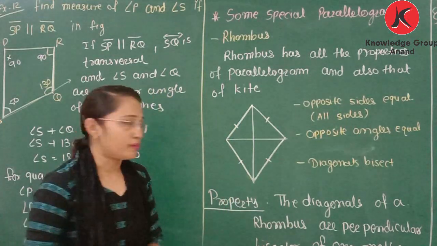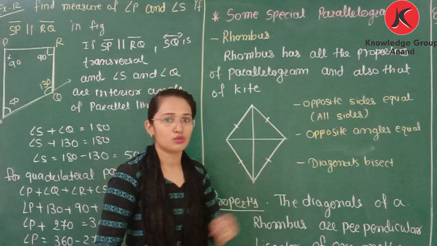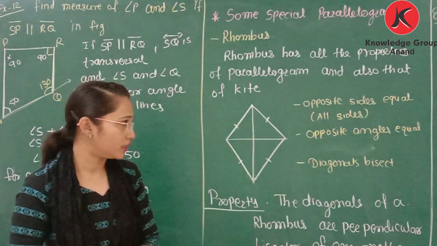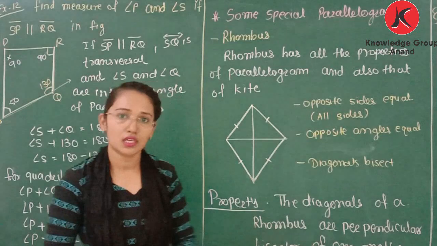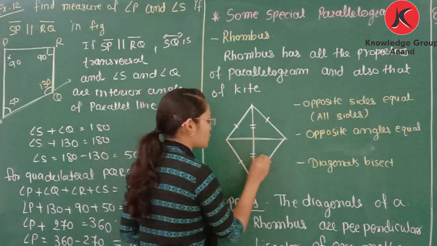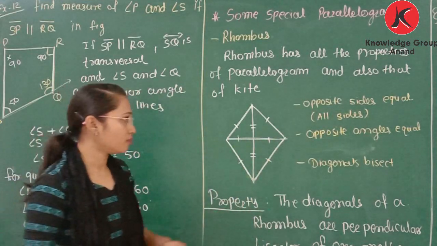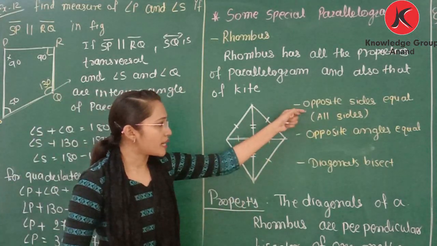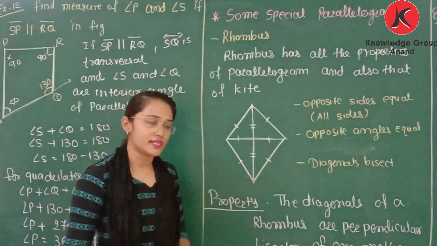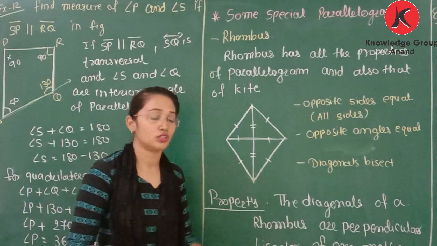Adjacent angles are supplementary. So in a rhombus, adjacent angles are supplementary, meaning the addition of side-by-side angles is 180. Diagonals bisect each other, meaning this part and this part will be equal, and this part and this part will be equal. Clear? So opposite sides are equal, but in a rhombus all sides are equal. Opposite angles are equal and diagonals bisect each other.